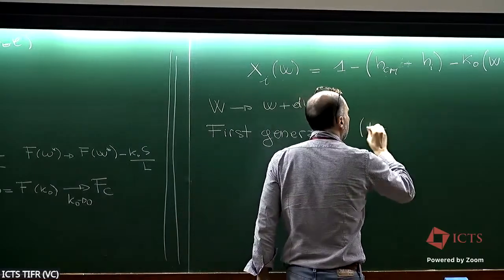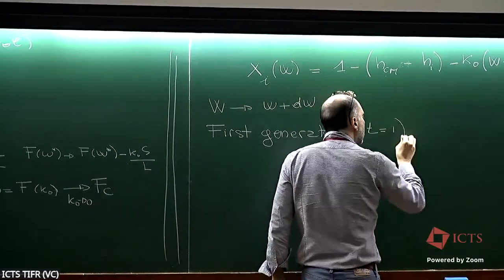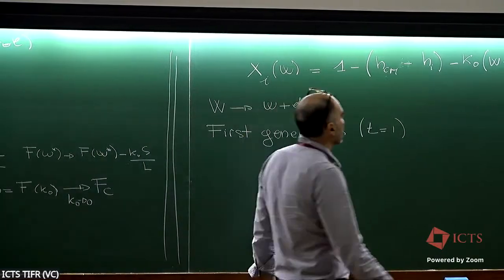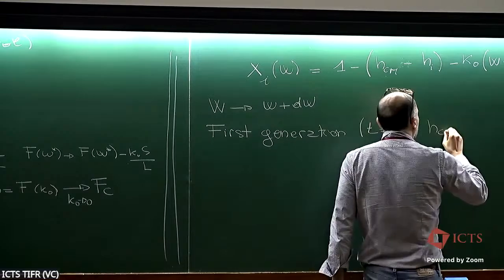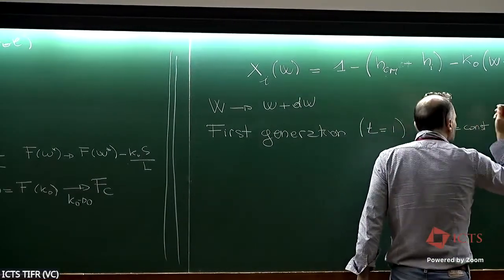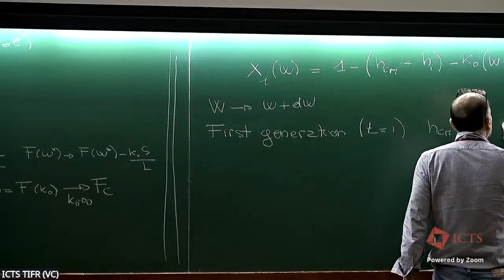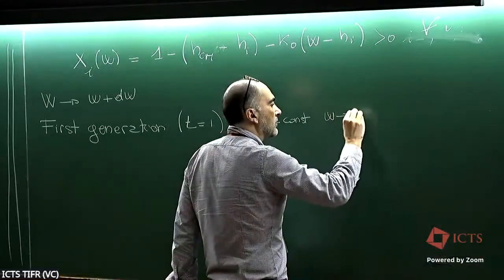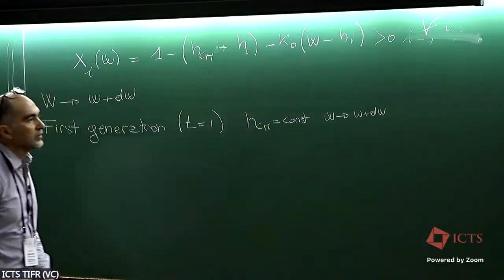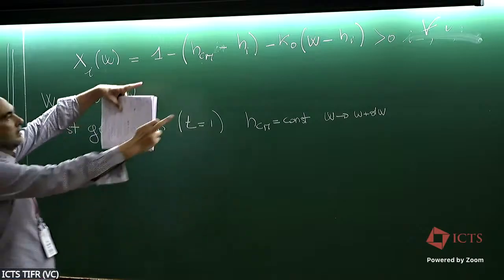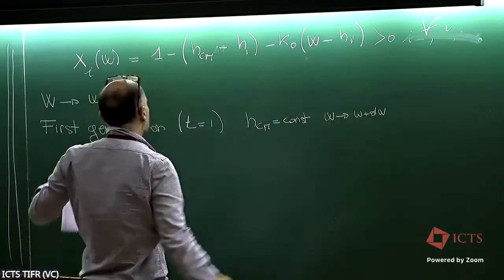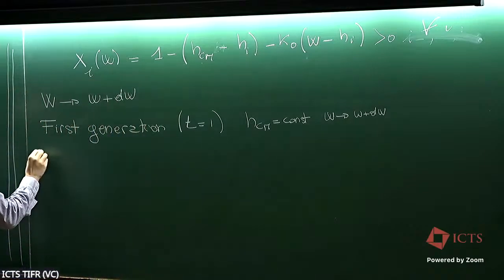Let me say that we have a time of the avalanche, which is the time t equal to 1. In this generation, HCM is constant, it doesn't evolve, but W evolves in this way. So the total force here, or the total value of xi, decreases by delta W. Now we have two cases.